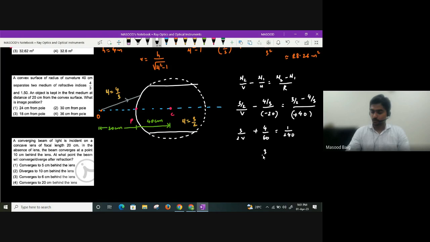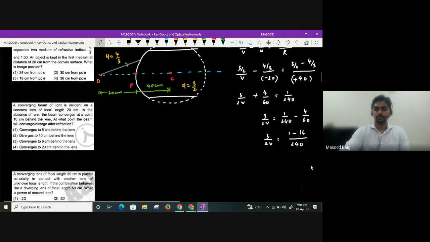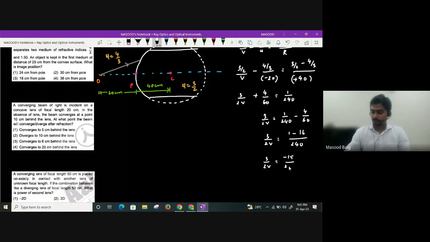Okay, so 3 by 2V will be 1 by 240 minus 4 by 60. Again, you will get LCM as 240. Which will be 1 minus, 4 times 4 is 16, guys. So minus 15 you are going to get again. What can we take from this? 3 by 2V will be equal to minus 15 divided by 240. So 3 ones are 3, 3 fives are 15, 2 times 120. I think 24 centimeters should be the answer.